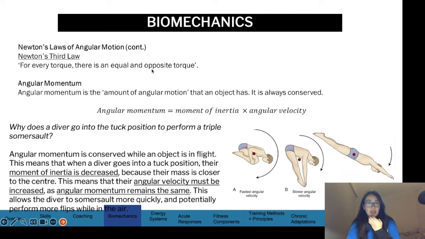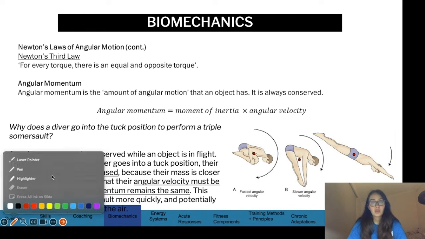angular momentum. So recall that momentum is the amount of motion an object has, angular momentum is the amount of angular motion that an object has, and it's always conserved. And so angular momentum is equal to moment of inertia times angular velocity. But we already just discussed moment of inertia, and moment of inertia has its own formula.